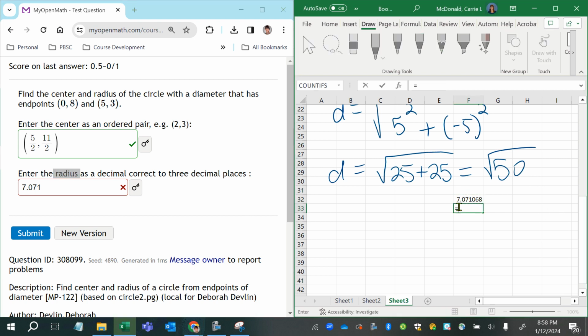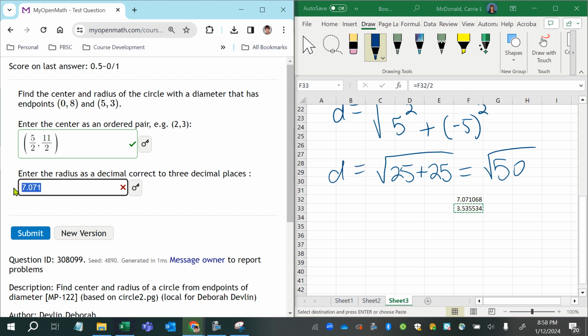So I'm just going to take my answer that I previously had and divide it by 2, and I get this answer. And the third decimal place has a 5 to the right of it. Okay, here's my third decimal place, and it has a 5 to the right of it, which means I need to round up. So I'm going to just make that last 5 a 6.